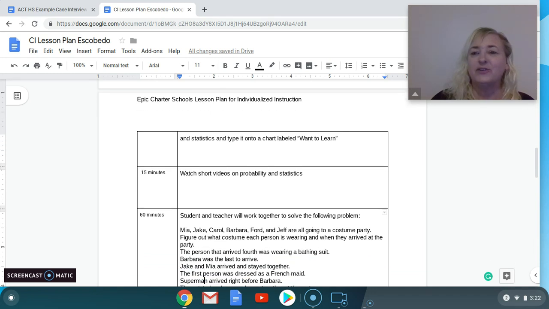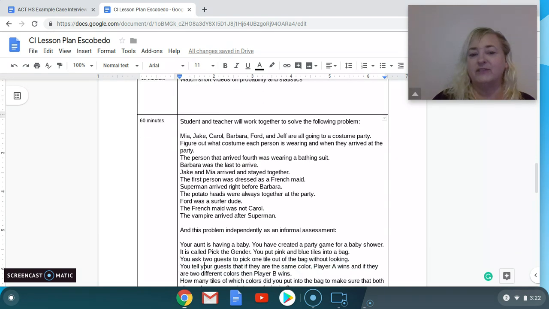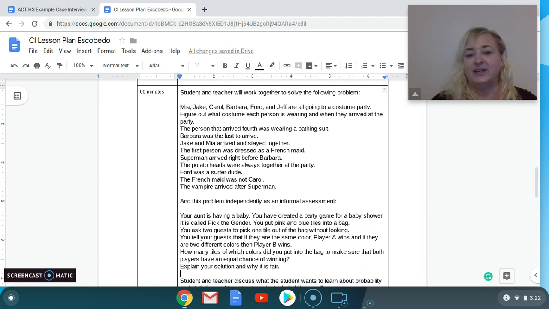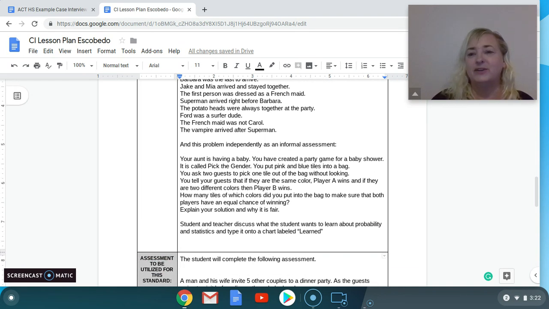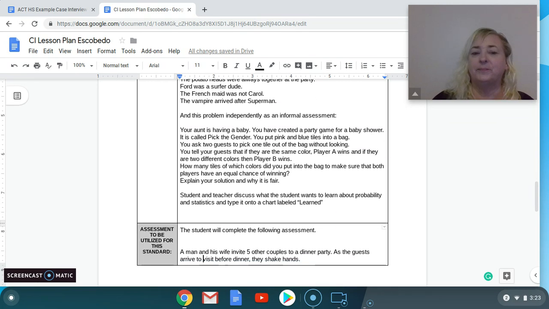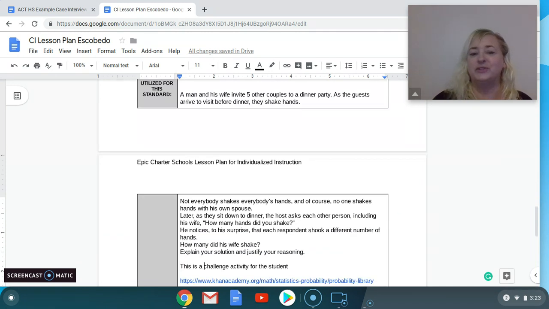The first activity we will complete together. The second activity, your student will complete on their own, and I can assist as needed. Finally, the student and I will discuss what they have learned about probability and statistics and record that on a chart labeled Learned. Then, your student will do an assessment on their own, which will be considered a formalized assessment based on the same types of activities we completed together. I've also included a challenge activity for your student to complete as well.